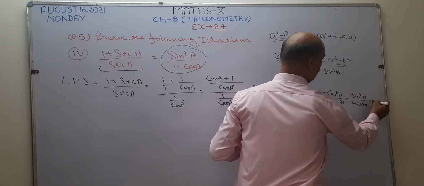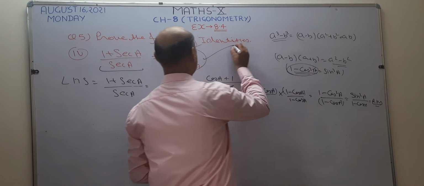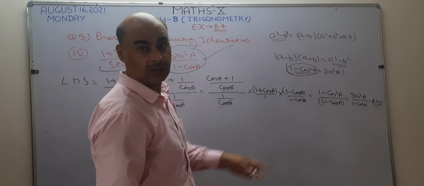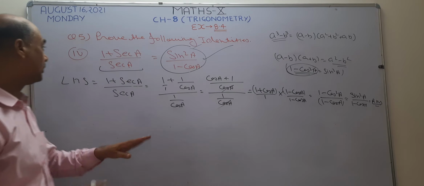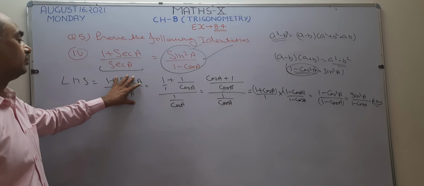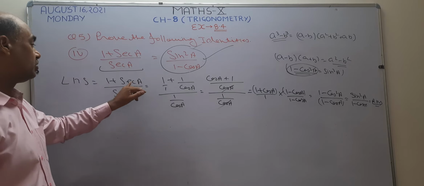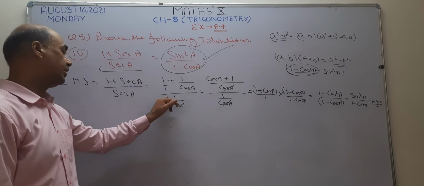Now, which is equal to RHS. This we have to show: sin square A upon 1 minus cos square. Okay, I want to create this question. See, first I want to convert every term in terms of sin and cos. Secant can be written as 1 by cos, again secant can be written as 1 by cos.